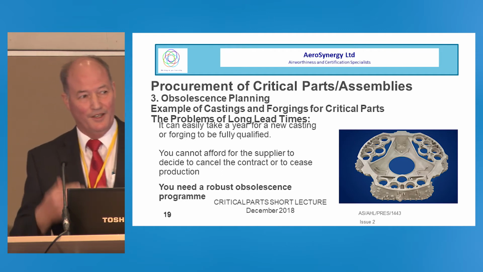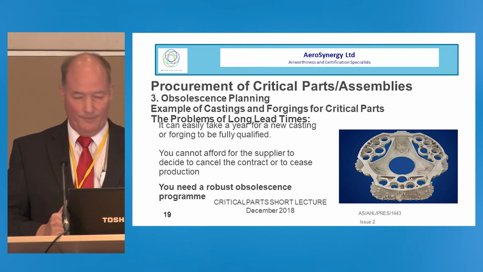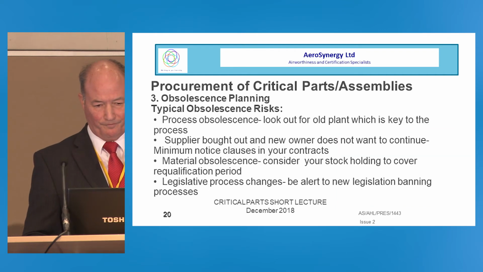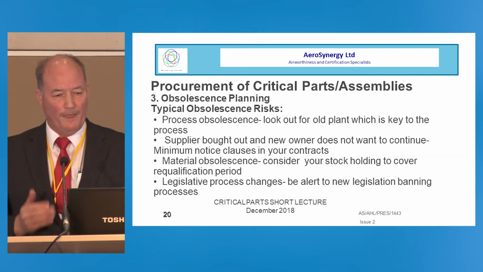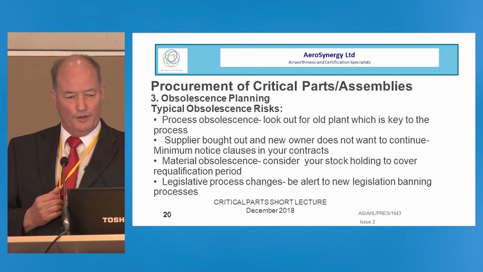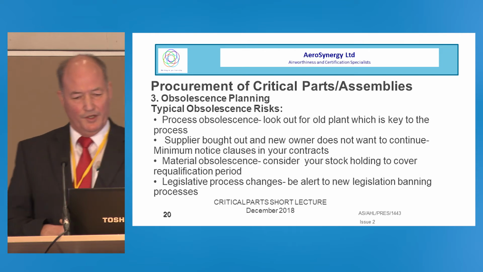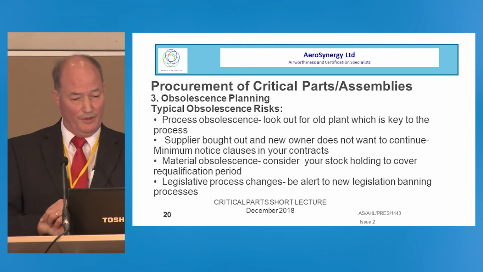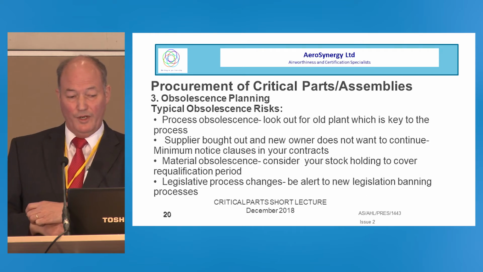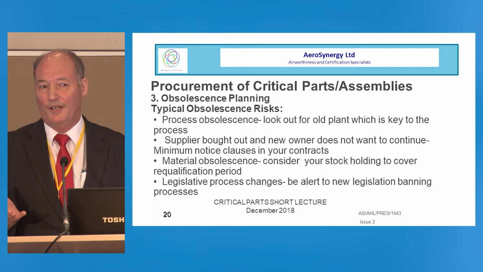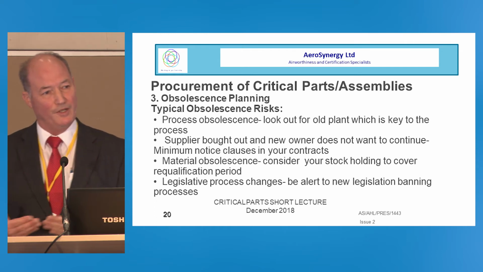So your contract needs to lay down minimum periods of notice if they want to cease production. How do we do obsolescence planning? Typically, around about CDR, the risks you'd be looking for are old plant which is key to the process, a supplier which could get bought out and not want to make the part anymore, material obsolescence, or even legislative process changes, like, for example, cadmium plating. We can't use that anymore. That's an example of a process which has become obsolescent.